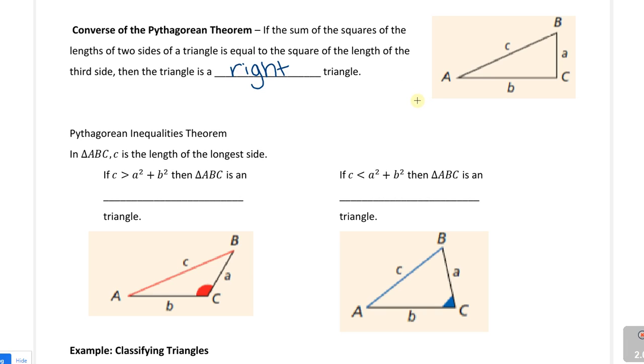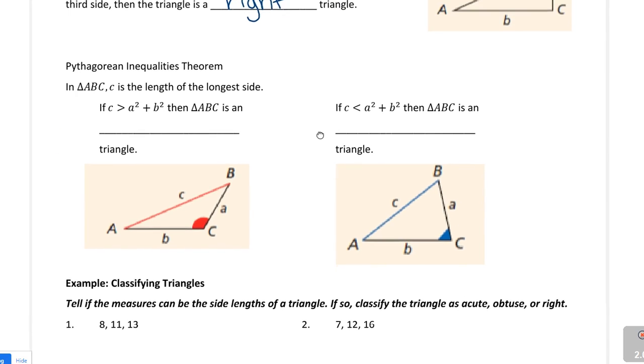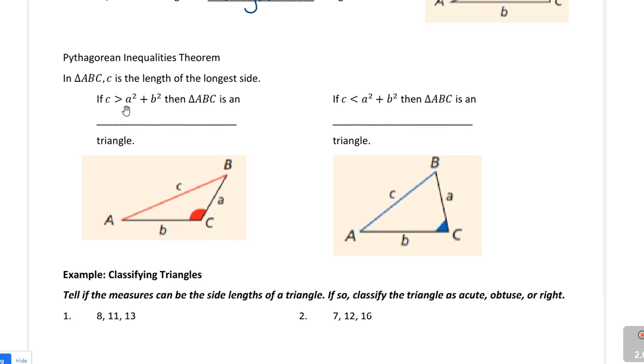So pretty much saying what we just solved. But we're taking this and looking into the Pythagorean Inequalities theorem. So what if they're not equal? That means different things. If we say C is the longest length, that's our hypotenuse, and if C squared is greater than the sum of our two legs squared added together, then that is going to be an obtuse triangle.